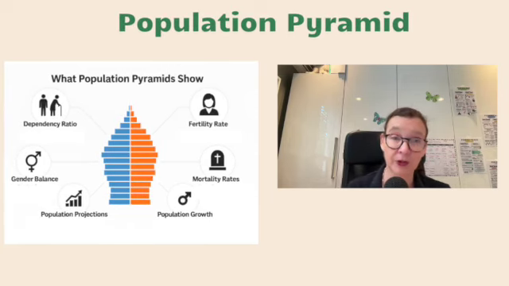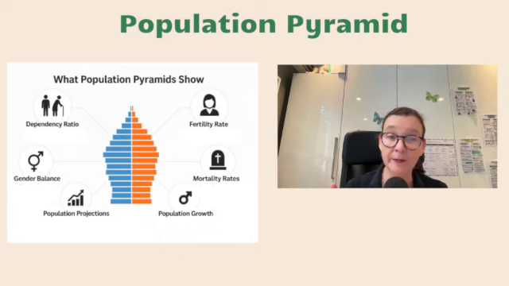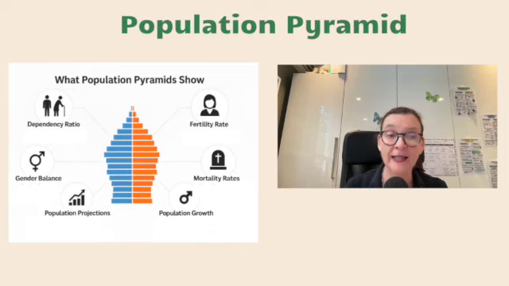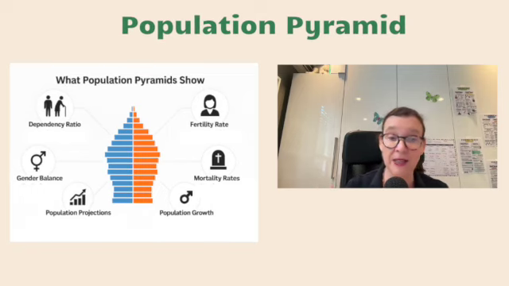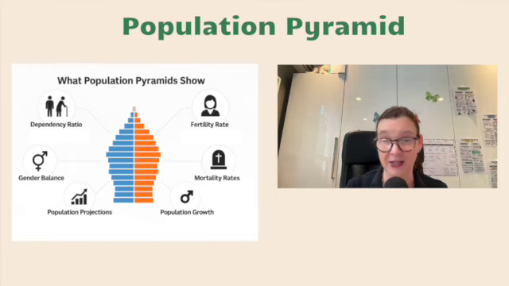By analyzing the pyramid's shapes, geographers can predict future population size and age structure. For instance, a wide base suggests growth, while a narrow base indicates possible decline. And lastly, population growth. Finally, the overall shape helps us to understand growth trends. A pyramid with large young population is expanding, while one with many older adults is shrinking or stabilizing.